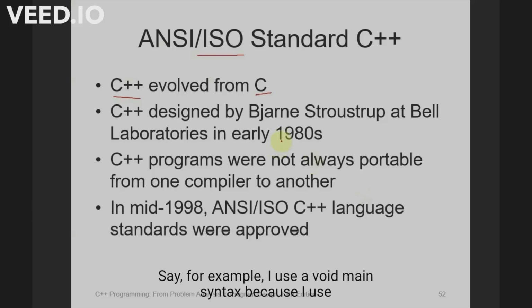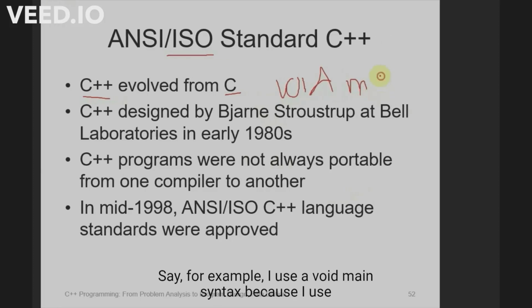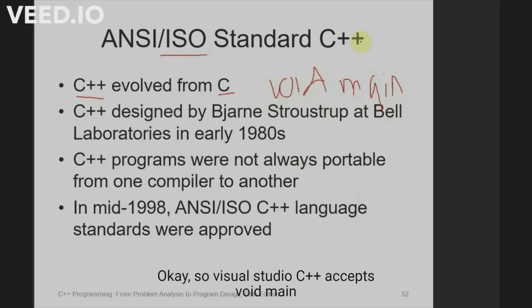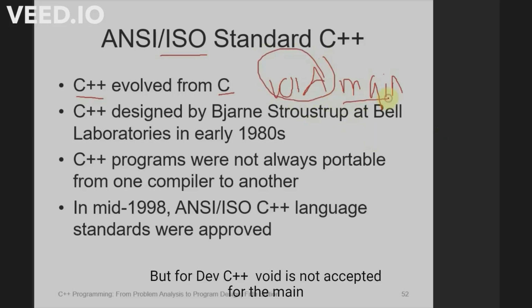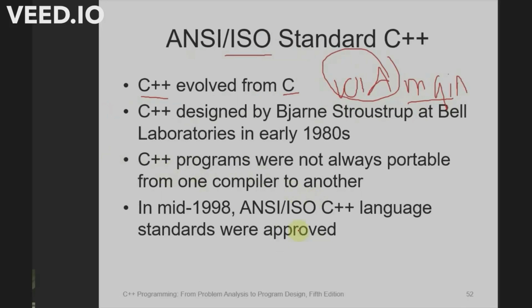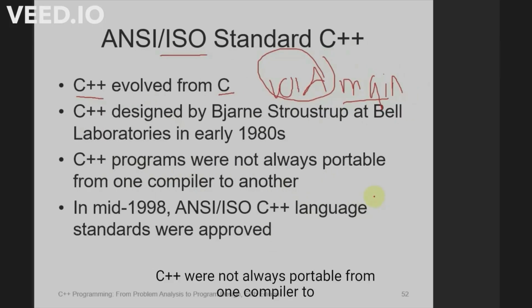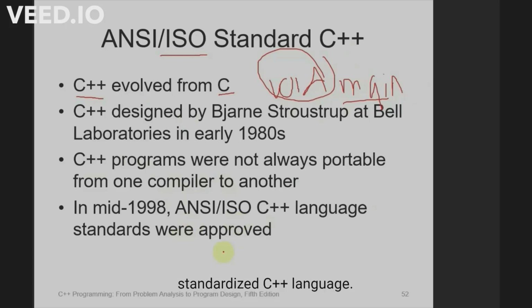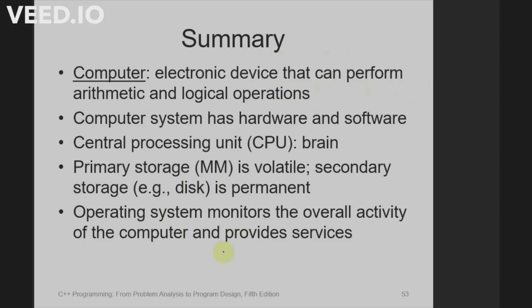Say, for example, I use the void main syntax because I use Visual C++. Visual Studio C++ accepts void main, but for Dev C++, void is not accepted for main. So that means, again, C++ programs were not always portable from one compiler to another. Then in mid-1998, the ANSI and ISO organizations standardized the C++ language. So that's our chapter 1.